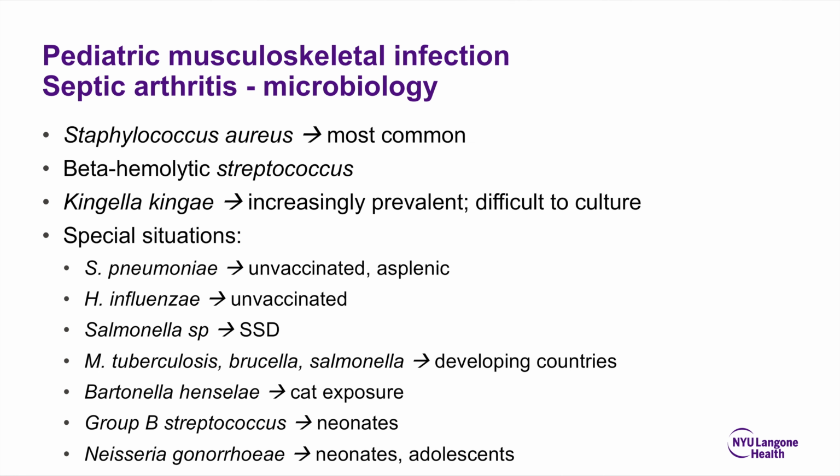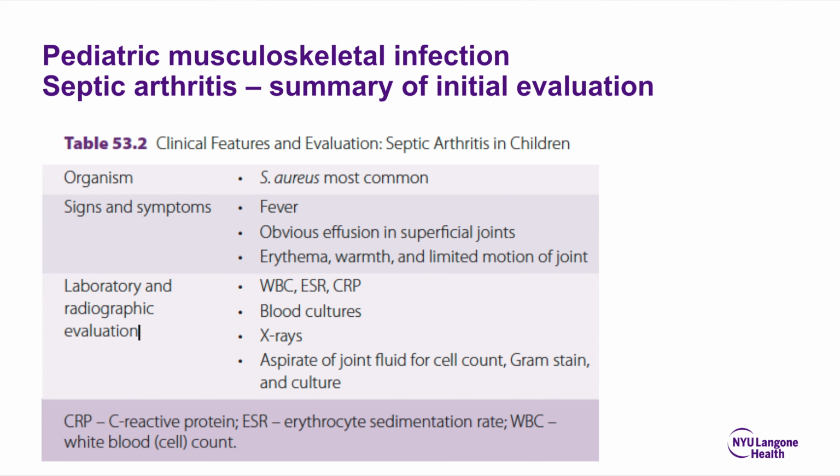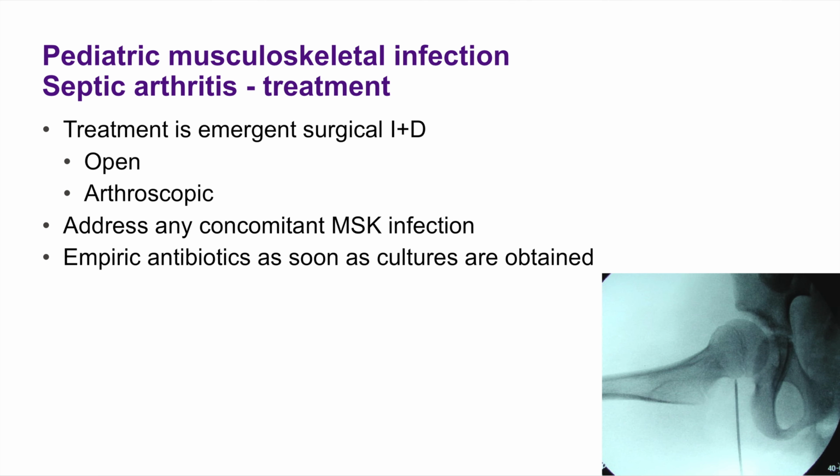The microbiology is the same for septic arthritis and osteomyelitis. And I've listed here just a summary of the initial evaluation, which we've just reviewed. And then the treatment is emergent surgical I&D. So this can be done open or arthroscopically, although some might argue that arthroscopic hip I&D is the triumph of technology over reason. It is increasingly being done.